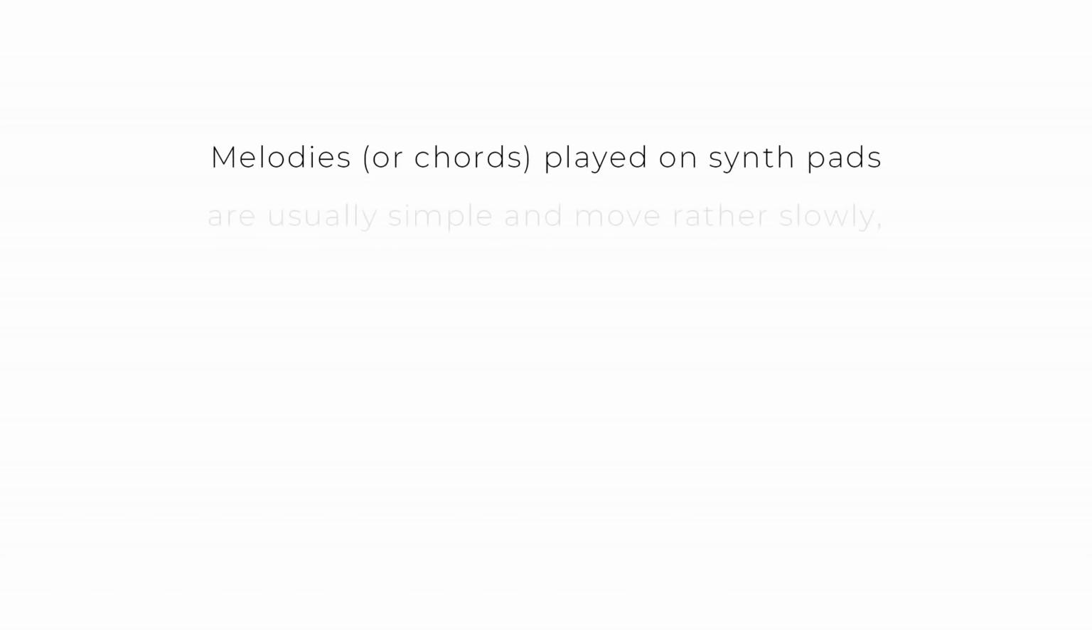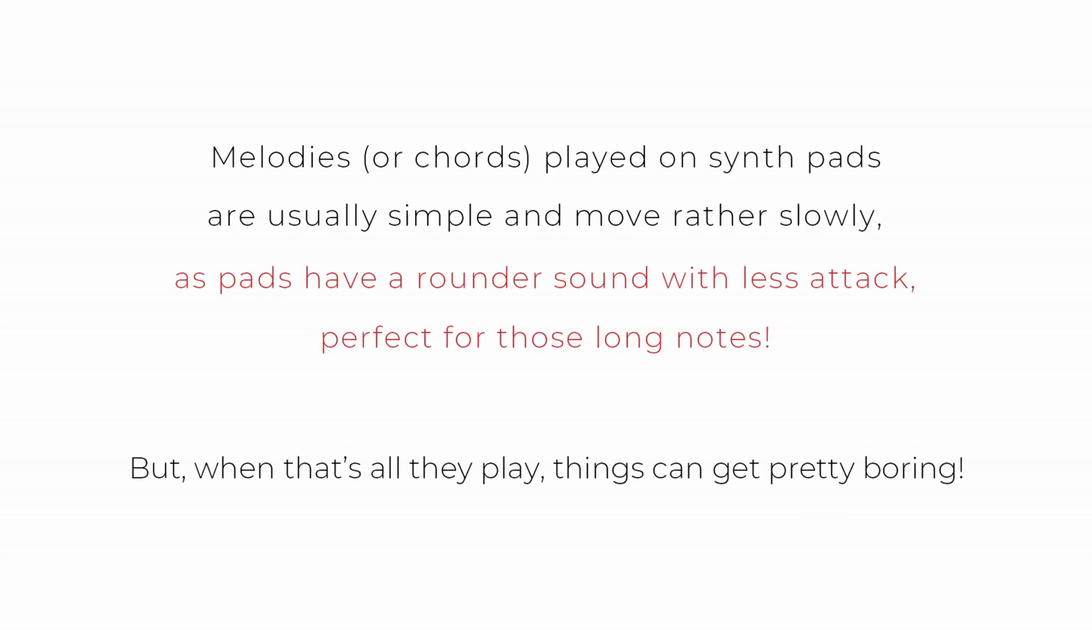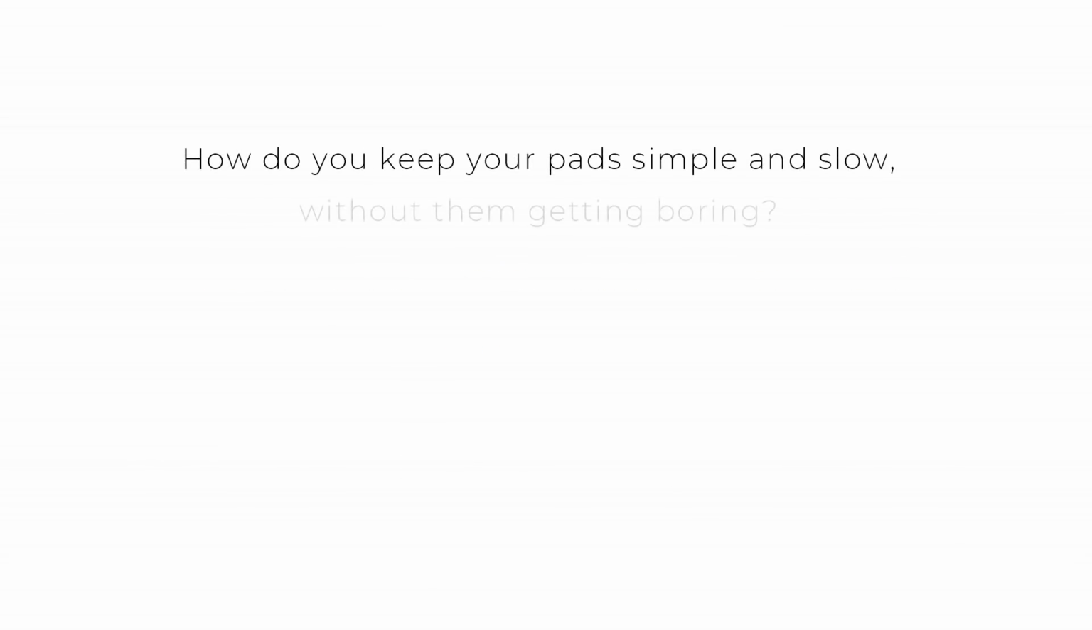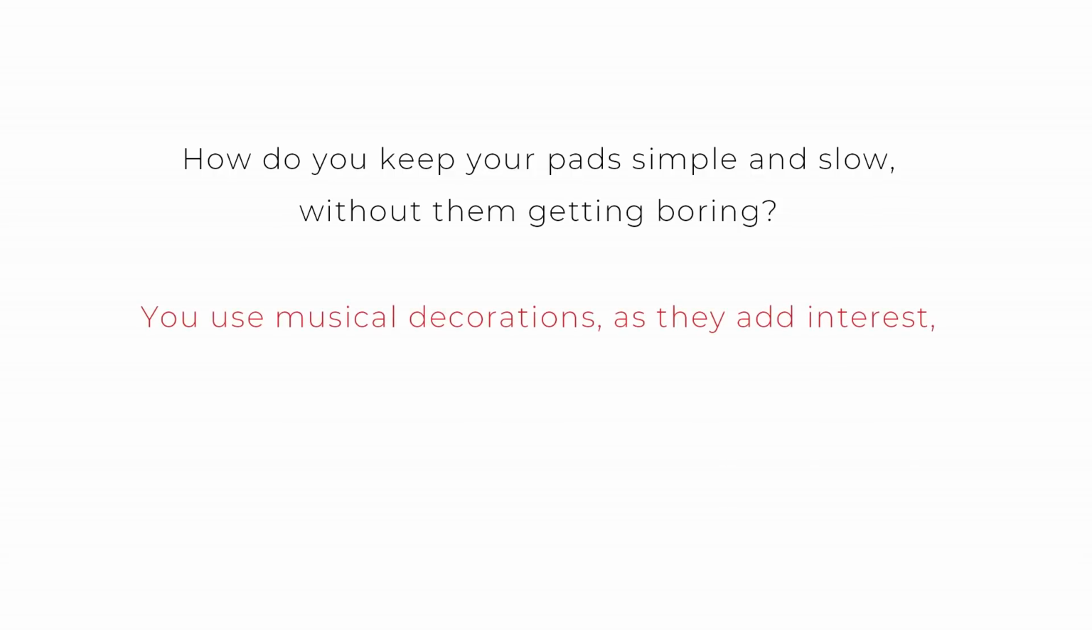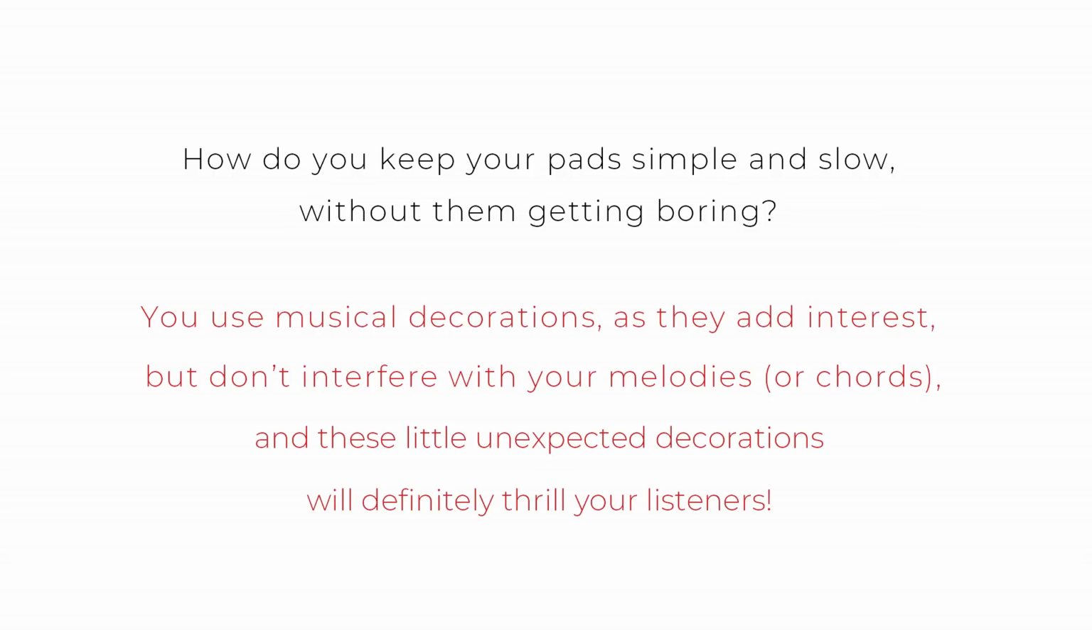Hack 2. Trill your listeners. Melodies or chords played on synth pads are usually simple and move rather slowly, as pads have a rounder sound with less attack, perfect for those long notes. But when that's all they play, things can get pretty boring. So, how do you keep your pads simple and slow without them getting boring? Easy, you just choose musical decorations, as they add interest but don't interfere with your melodies or chords. And these little unexpected decorations will definitely thrill your listeners.